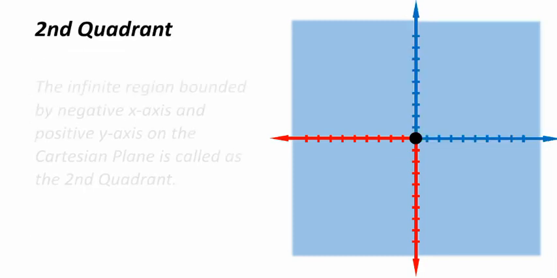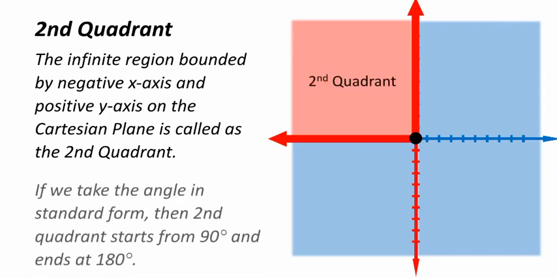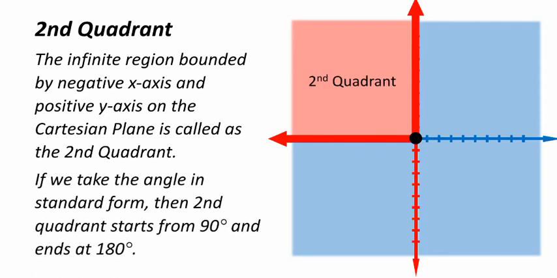Second quadrant. The infinite region bounded by negative x-axis and positive y-axis on the Cartesian plane is called as the second quadrant. If we take the angle in standard form, then second quadrant starts from 90 degrees and ends at 180 degrees.